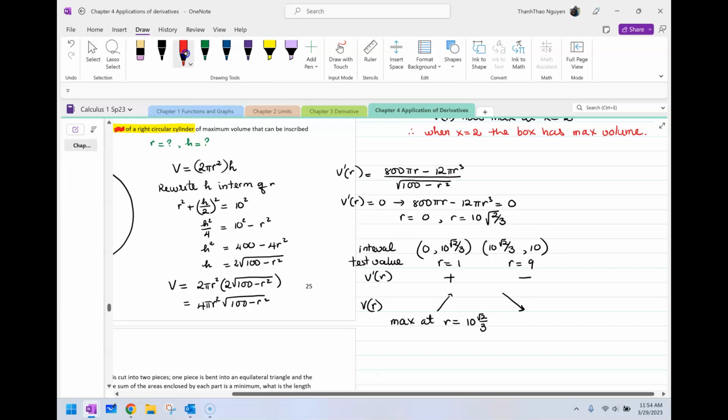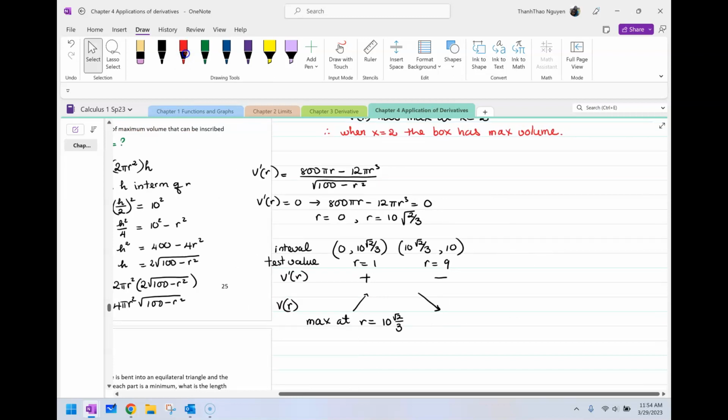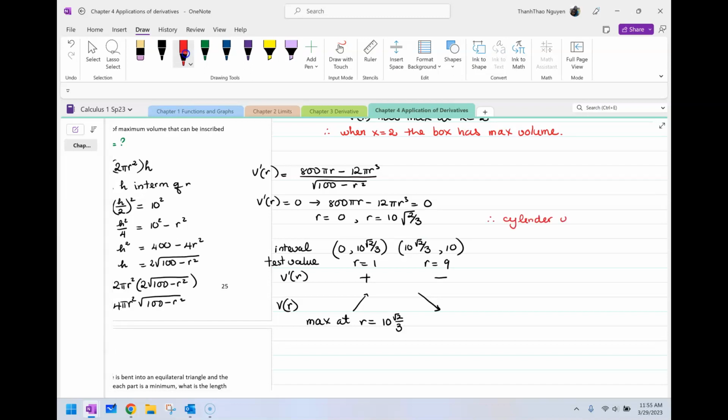So then the cylinder is of maximum volume when r is equal to 10 root 2 over 3. And h is equal to 2 times root of 100 minus r squared. We substitute this r into this function to find h.